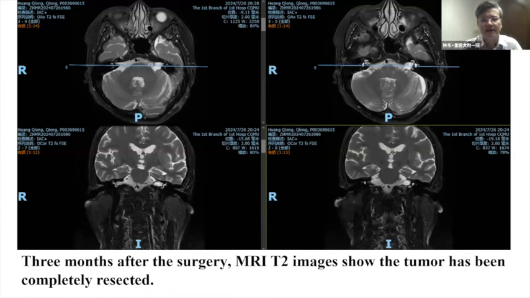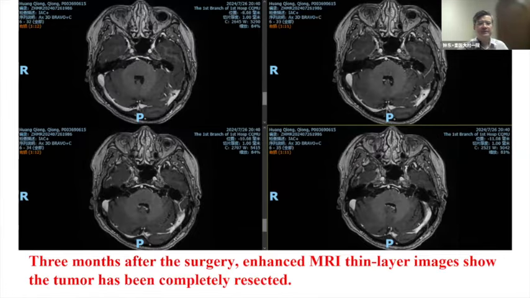3 months after the surgery, the MRI T2 image shows the tumor has been completely resected. 3 months after surgery, the enhanced MRI thin layer shows the tumor has been completely resected.